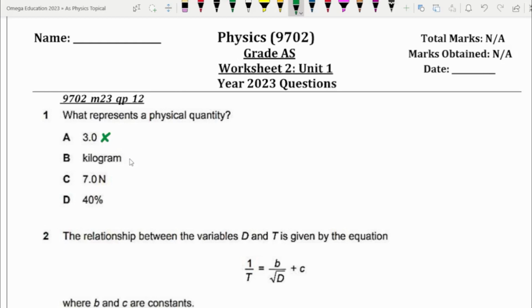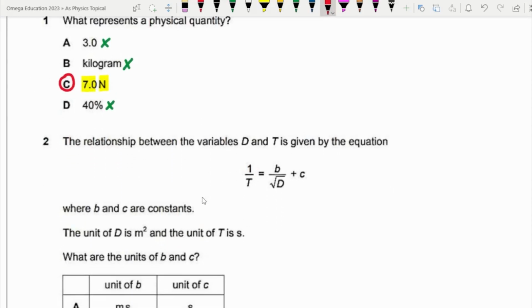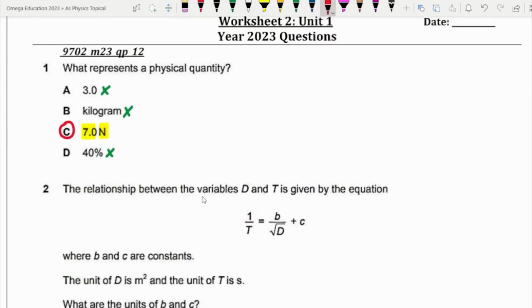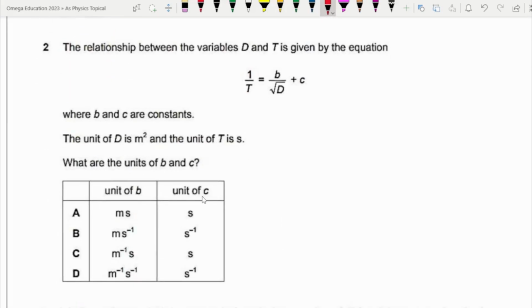Kilogram is not a physical quantity. It is a unit of a physical quantity. Which quantity? Mass. So it's not a physical quantity. 40%, once again, it's a number. Numbers are non-physical quantities. A physical quantity has two parts, two components, a numeric value and a unit. So C is the right answer for the first one. The first one was kind of an easy one. Let's move on to the next one.